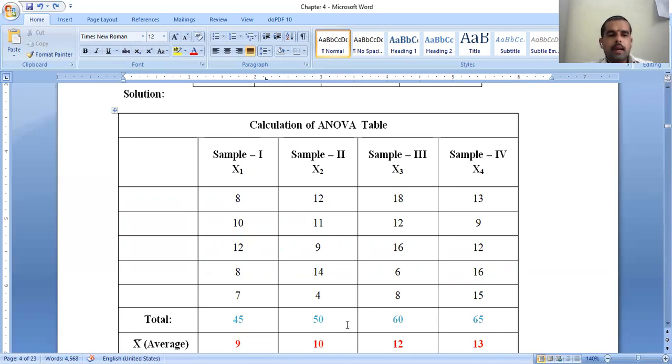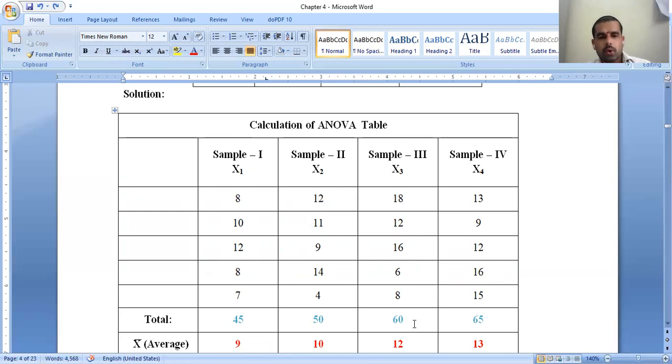Okay, the first step is here. We should do the total. All the values should be totaled here: 8 plus 10 plus 12 plus 8 plus 7. The total is 45. Again, the same procedure applies for sample 2 also: x2 values total 50, x3 values 60, x4 values 65.